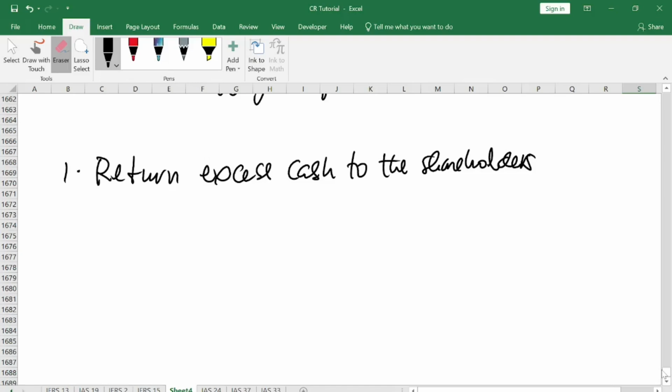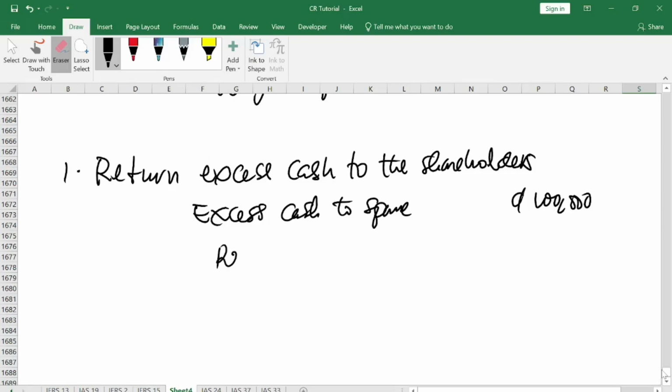So the moment the company decided to repurchase, maybe the company has excess cash to spare. The excess cash is 100,000, right? And they are repurchasing 30,000 shares. So they'll pay 100,000 and they would take back 30,000 of their shares.